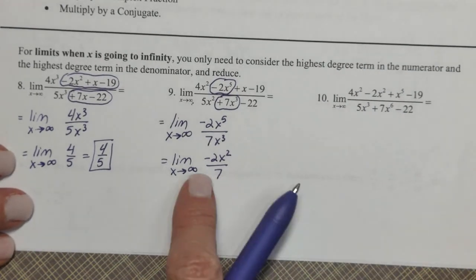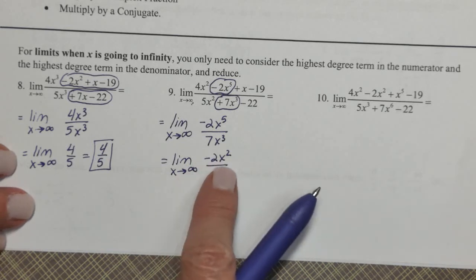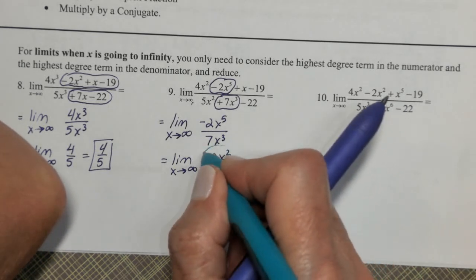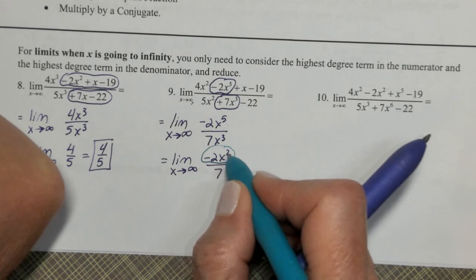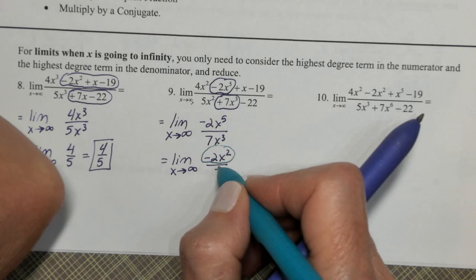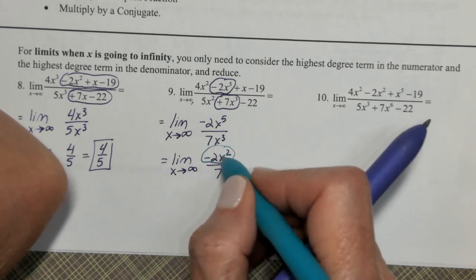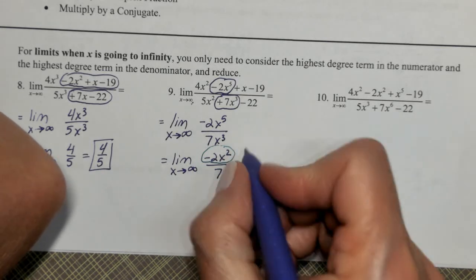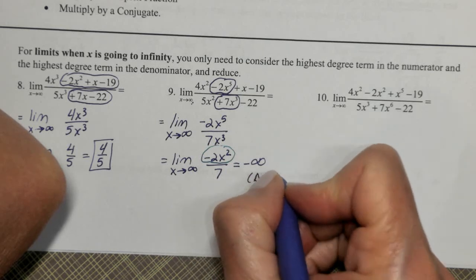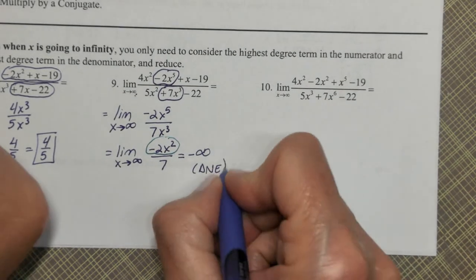Now, I'm thinking of what happens to this as x goes to infinity. As x goes to infinity, the numerator, x is going to infinity, but I have this negative 2, so what is that numerator going to? That numerator is going to negative infinity. So we have something going to negative infinity divided by a positive 7, so this whole thing is negative infinity. Okay, one last one.